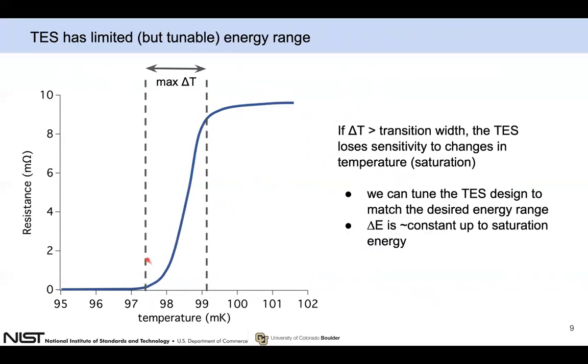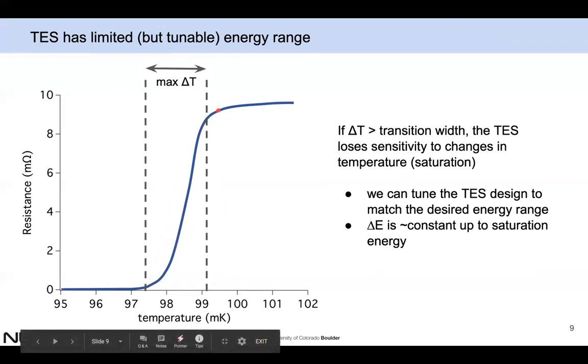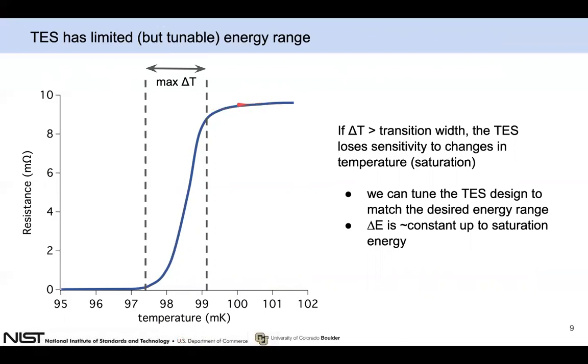The resistive transition has a finite width in temperature. So if the energy of an incoming photon causes a temperature change that's large enough to drive the TES into its normal state, the resistance versus temperature curve flattens and you start to lose sensitivity. So that sets what we call the saturation energy, which is the highest energy a given TES can measure with good energy resolution. It also means that there's a trade-off between sensitivity or energy resolution and energy range. So we have to match the heat capacity and the sharpness of this transition curve to accommodate the desired energy range.